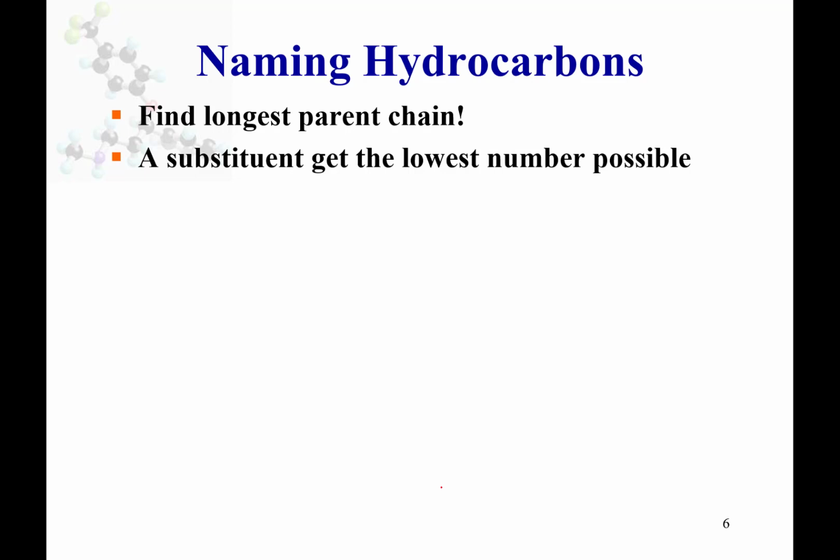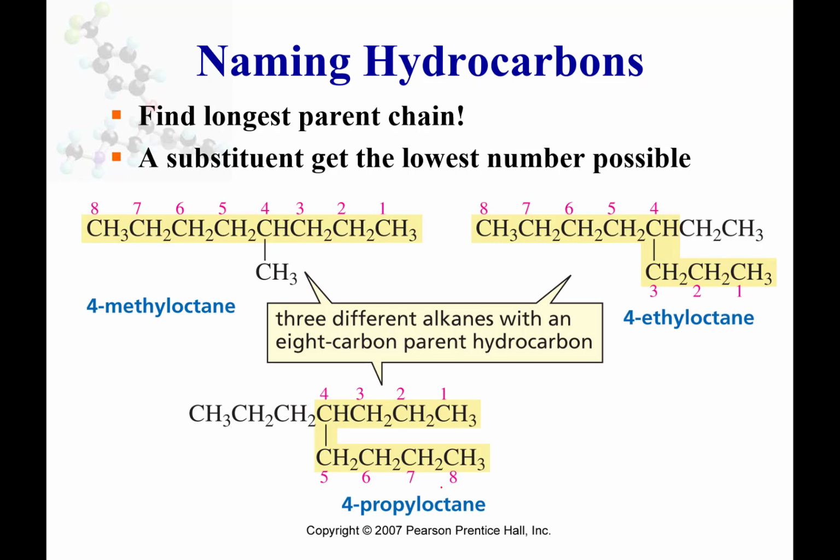To name hydrocarbons, the primary rules are that you must find the longest parent chain and that the substituents should get the lowest numbers possible. So here are 3 examples where the longest carbon chain is an 8 carbon chain, and that means it is going to be a derivative of octane. However, notice that you shouldn't be fooled by the way the molecule is written on the piece of paper. The longest carbon chain may not be the one that is laid out flat for you.